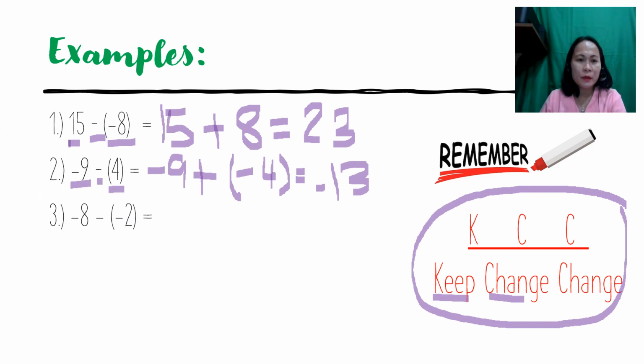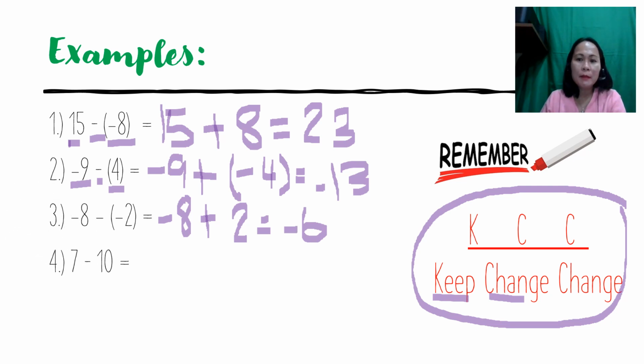For example number 3, we have negative 8 minus negative 2. So we have to keep negative 8, then change, and change. Now, apply the rule in adding integers. So we have different signs. So subtract the numbers. 8 minus 2 is 6. Then use the sign of the integer with a greater absolute value, which is negative 8. So we have negative 6.